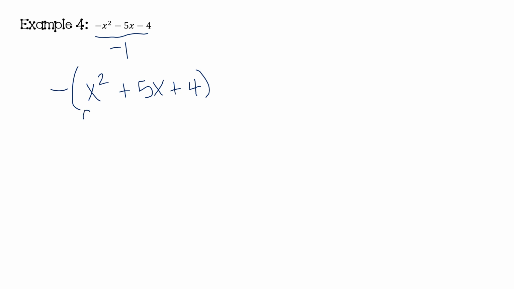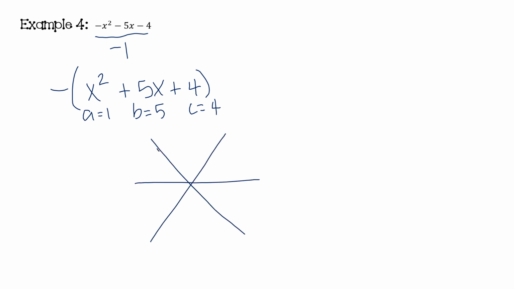So now A is equal to 1, B is equal to 5, and C is equal to 4. 5 goes on the bottom, x, and 1 times 4 is 4.